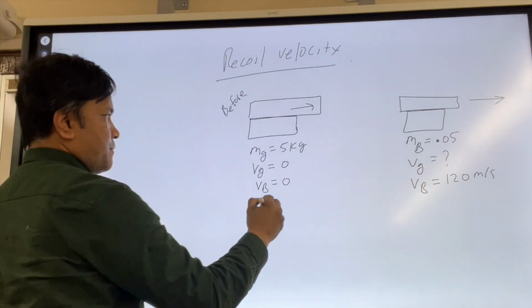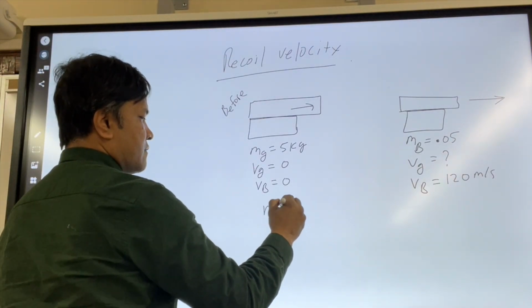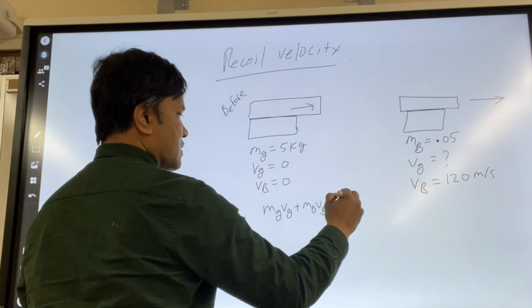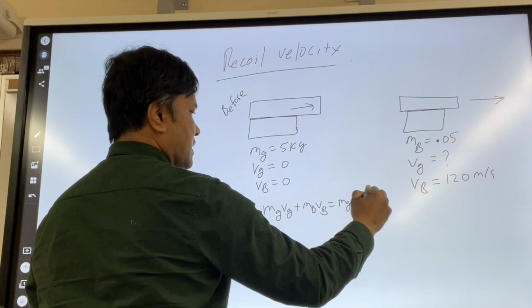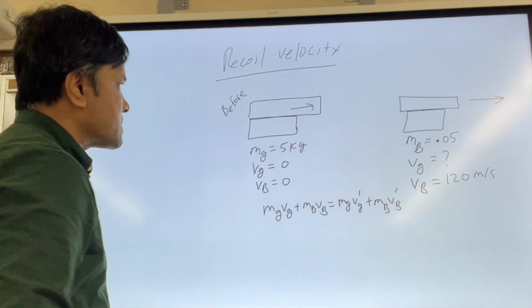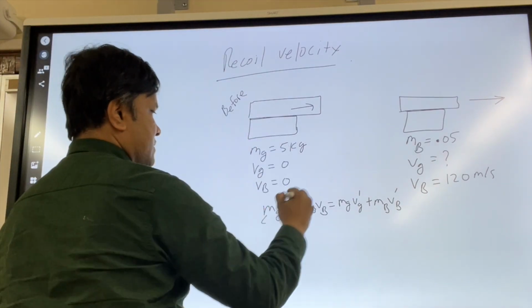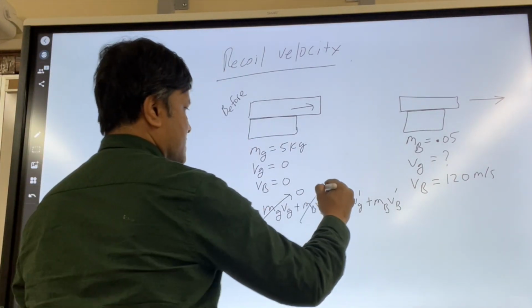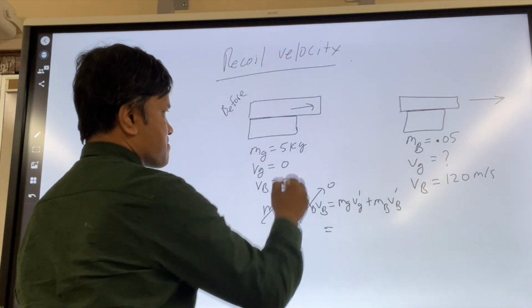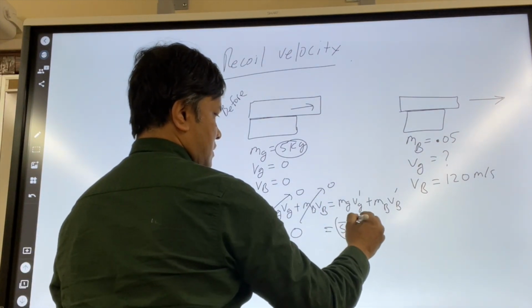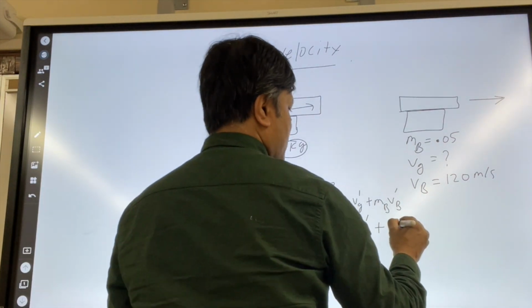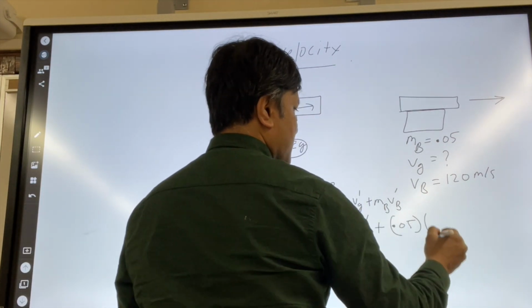All right, so what are you gonna do? Mass of the gun times velocity of the gun plus mass of the bullet times velocity of the bullet is equal to the same thing after. The gun is at rest, the bullet is at rest. So the mass of the gun is 5, velocity of the gun you have to find. Mass of the bullet is 0.05 and velocity of the bullet is 120.